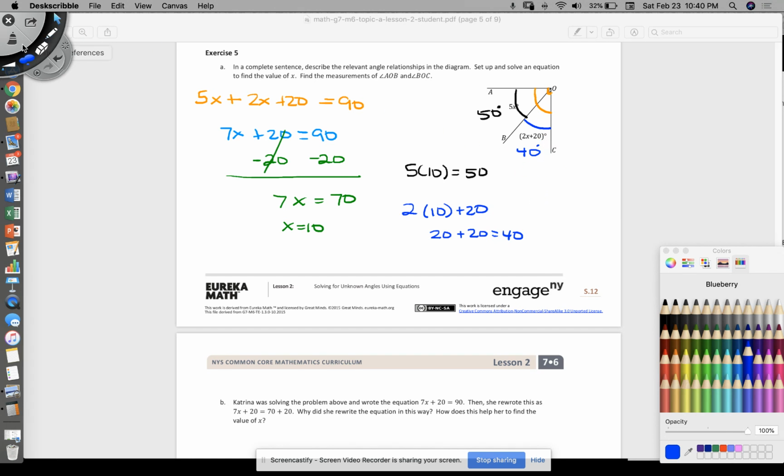All right, the next problem here, which is B, says Katrina was solving the problem above and wrote this equation, 7x plus 20 equals 90. Then she rewrote this as 7x plus 20 equals 70 plus 20. Why did she rewrite the equation this way? How did it help her to find the value of x? I'm going to let you answer that one. And that ends this video tutorial.